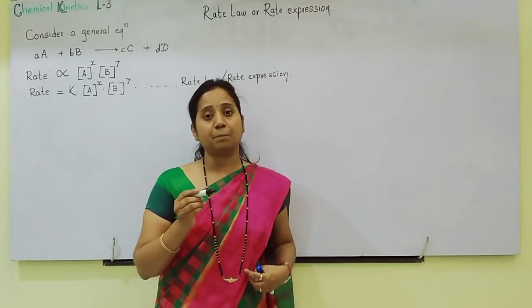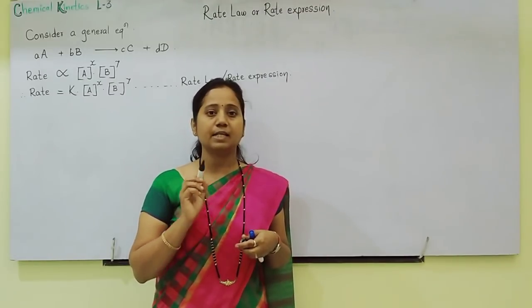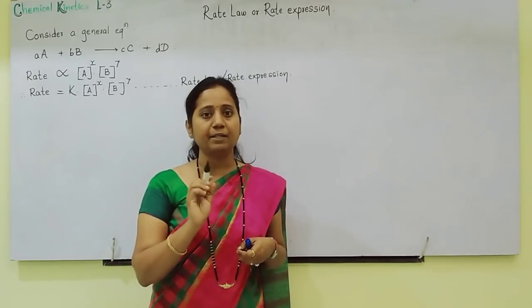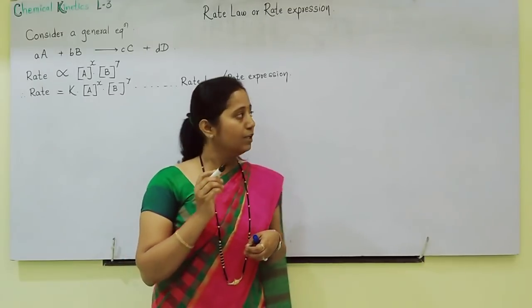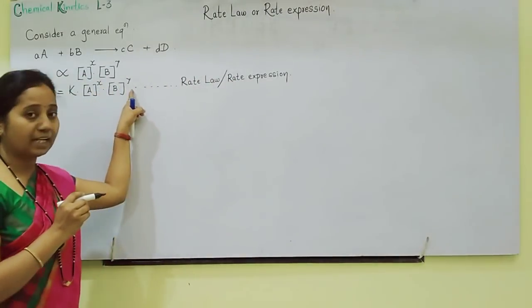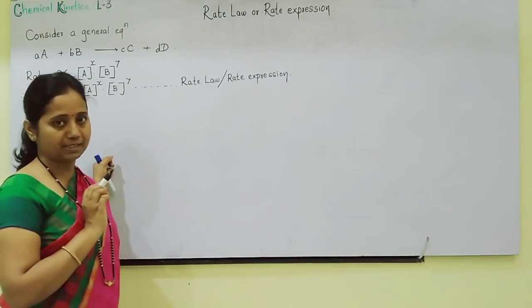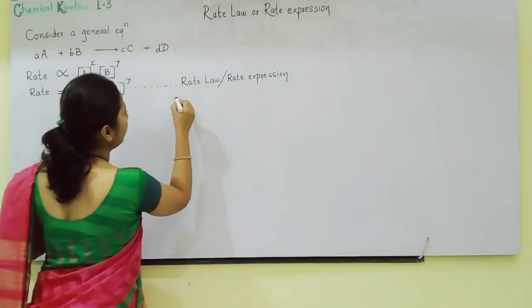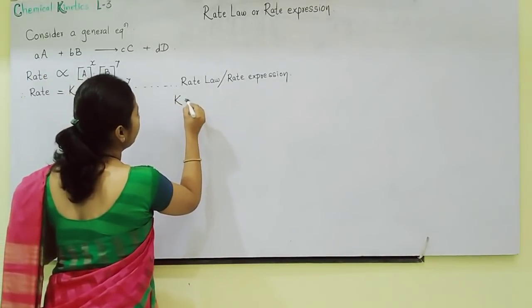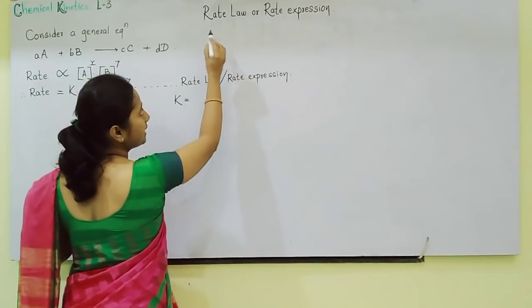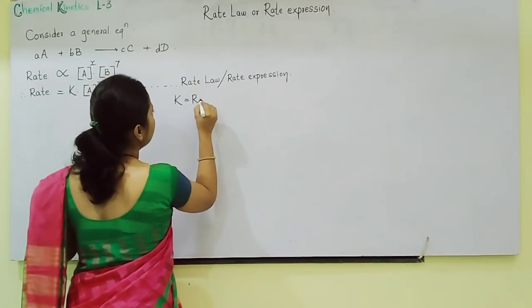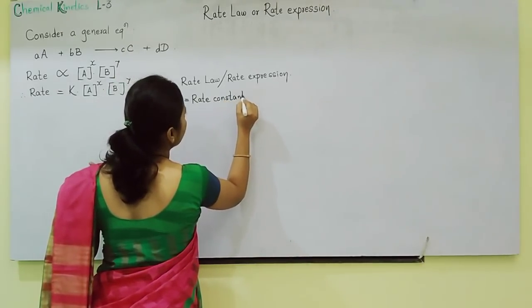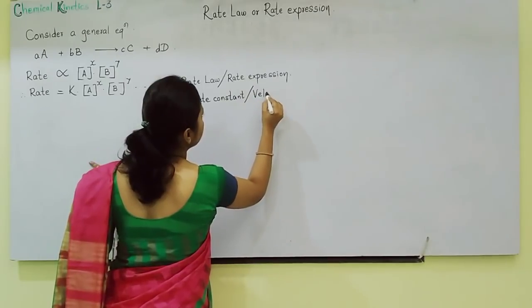These powers depend upon experiment, because rate law is an experimentally determined quantity. Okay, so these powers we can write after performing experiment. What is K here? Students, I will write K means, as it is constant in the rate law, we will write it is a rate constant or velocity constant.